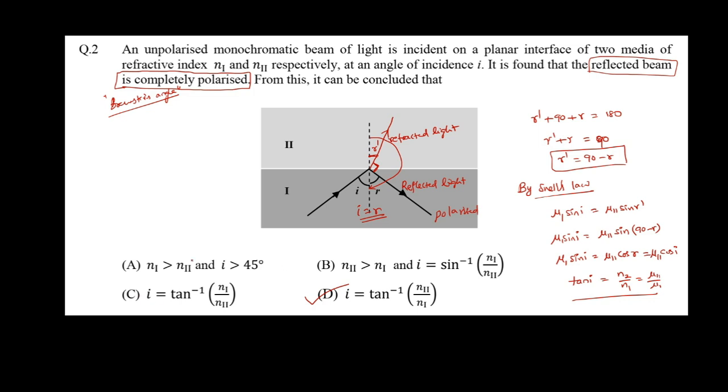What about the other options? See, n1 greater than n2 or n2 greater than n1, we cannot say anything, because polarization happens by reflection, which can be done from rarer to denser, and denser to rarer also. Both possibilities are there. That's why we cannot say which one is greater, which one is less. We can only comment about the angle of incidence. So obviously this is not the angle of incidence. This should be the answer.